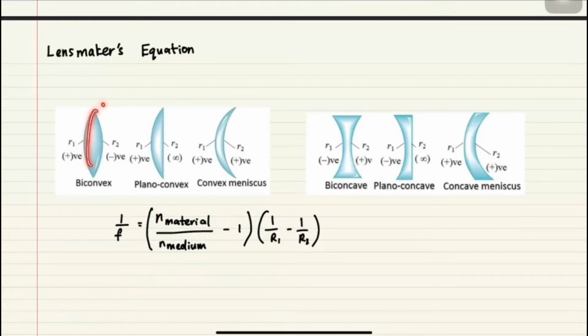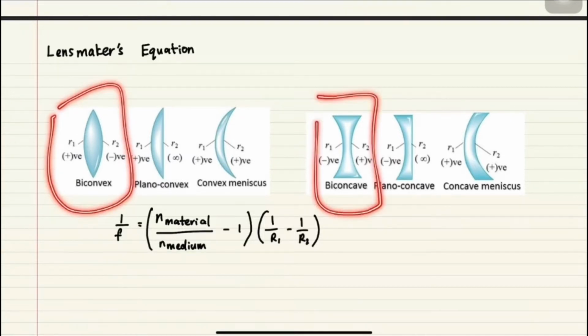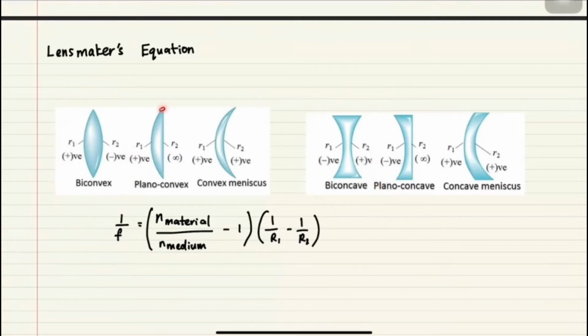Sebenarnya R dia sepatutnya ada 2 kan, tapi kalau dia kasih 1, we assume that both side dia punya R tu adalah sama. Those information tu valid untuk biconvex dengan biconcave. Okay. Kalau plano convex dia kasih 1, maksudnya 1 lagi tu memang infinity lah dia punya R. So, and then convex meniscus, concave meniscus ni kamu terbalik pun biasanya tak ada masalah. You still get the same answer regardless.